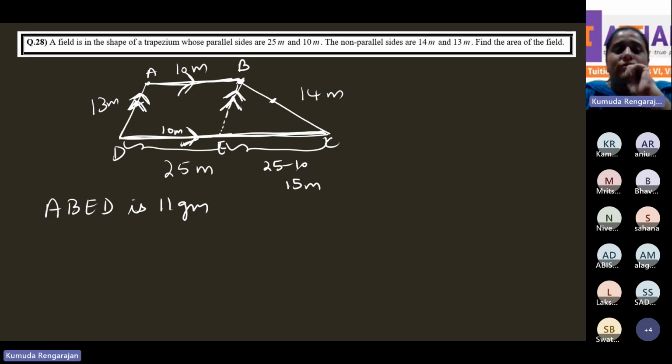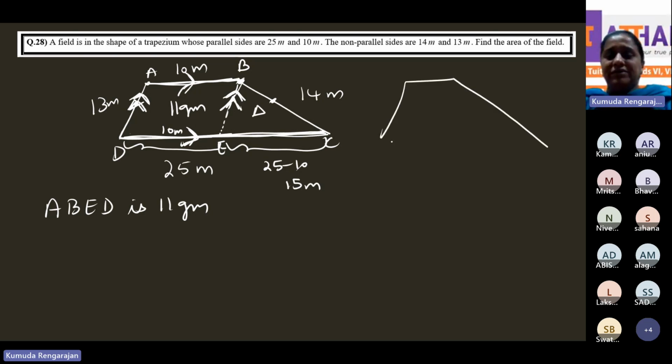Step one is to use a suitable construction to divide the figure into a parallelogram and a triangle. See, by the construction, we have divided the trapezium into a parallelogram and a triangle. Using a suitable construction, we have divided the trapezium into one parallelogram and one triangle.